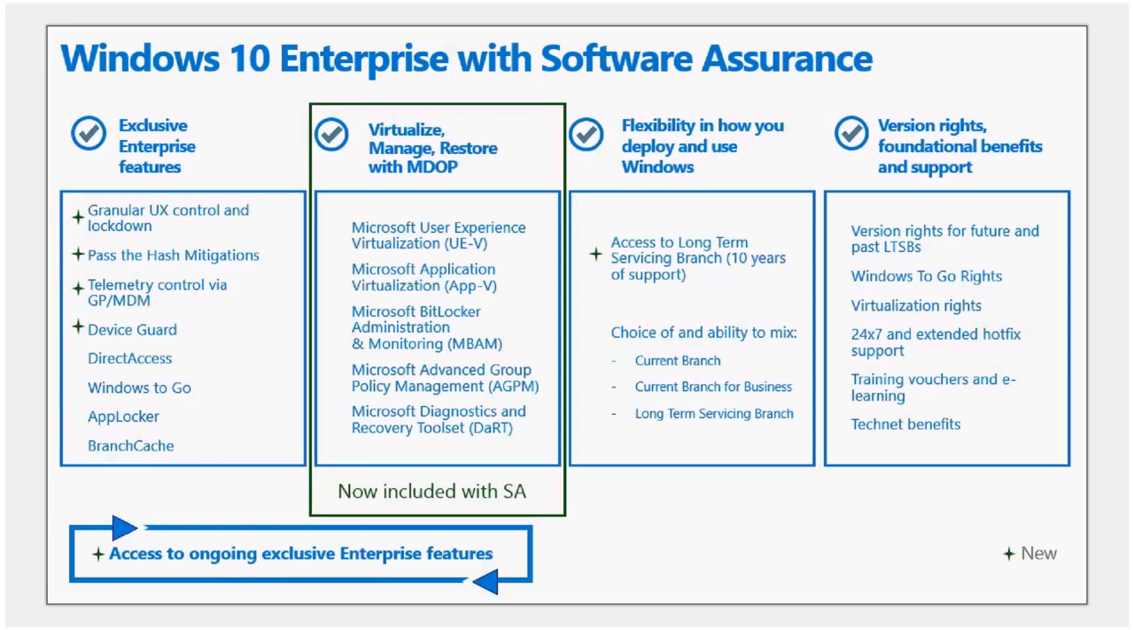The last column talks about our historical software assurance value. There's foundational benefits, version rights, and support. Version rights in the world of Windows 10 means what you get with software assurance is you get rights to the long-term servicing branch. In addition, rights to the enterprise current branch is, as I've mentioned, exclusively available to software assurance customers. You continue to have Windows To Go, virtualization rights, extended hotfix support, training, vouchers, TechNet benefits, all will continue to be available with Windows 10.